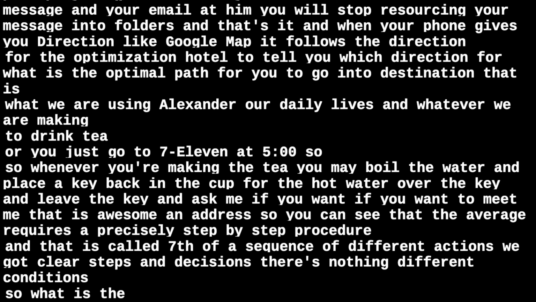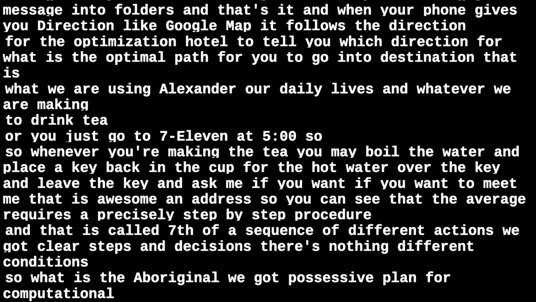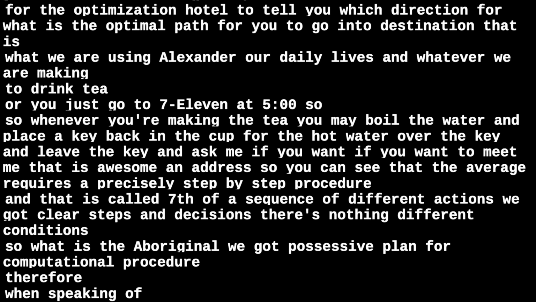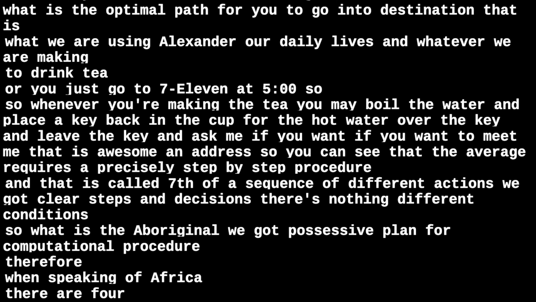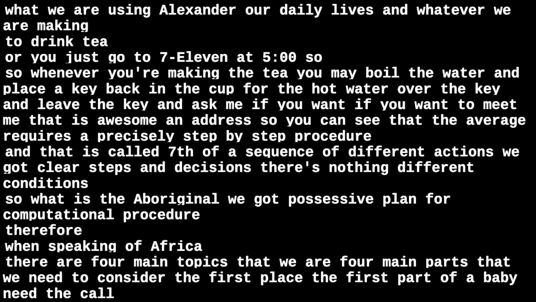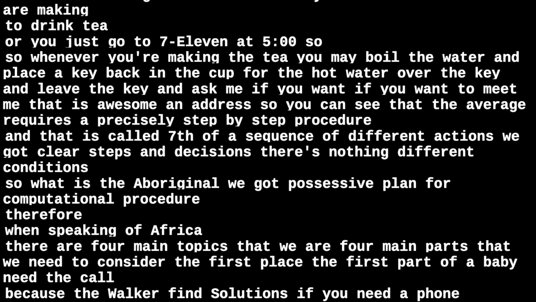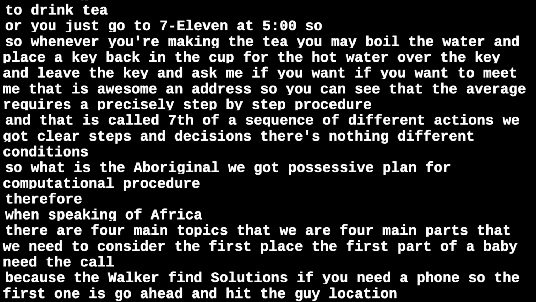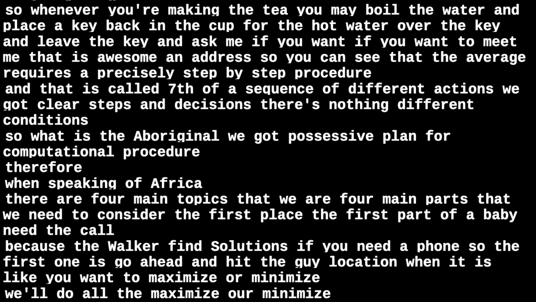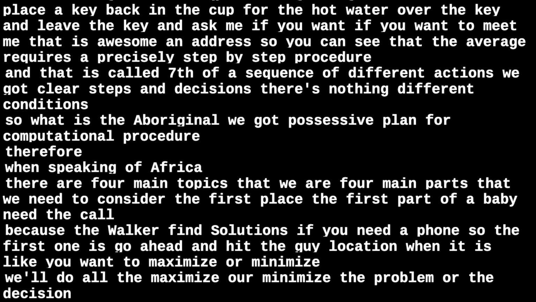So what is the algorithm? We have a precise step-by-step plan for a computational procedure. Therefore, when speaking of algorithm, there are four main parts that we need to consider in the first place. The first part is that we need a goal. Because we want to find solutions, we need a goal. So the first one is goal identification. It is like when you want to maximize or minimize the problem or the decision problem you are going to solve.